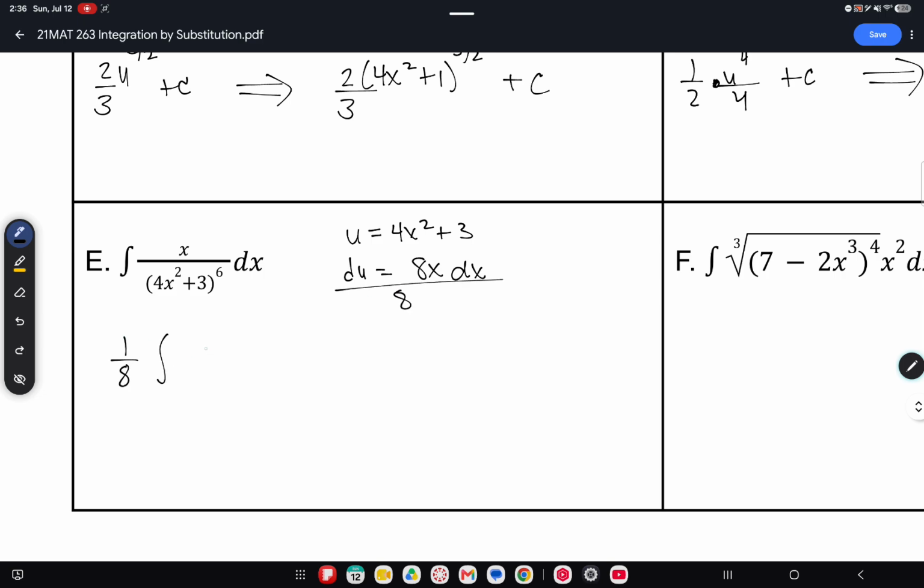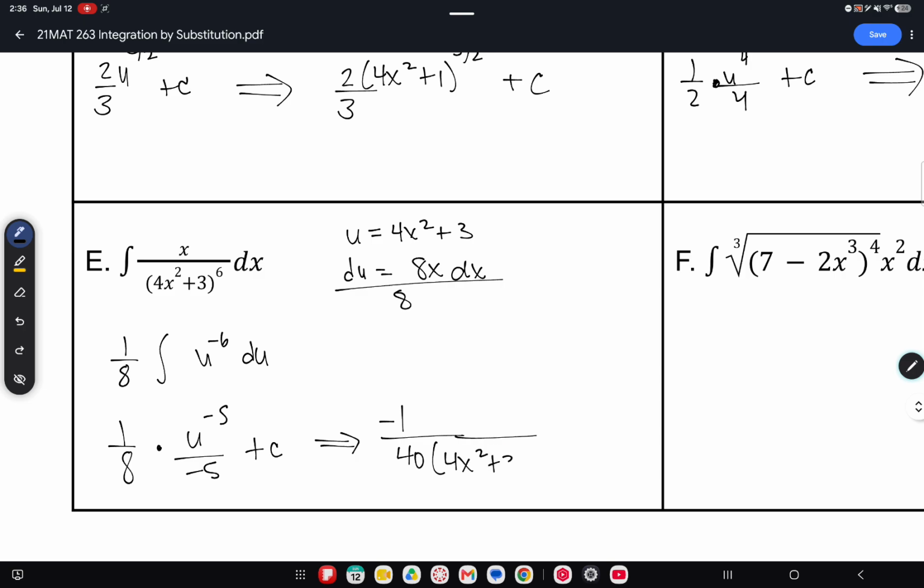So 1/8, and then the integral. And I'm going to do u to the -6 du. So I've got 1/8 times, add 1 to the power, divide by the new power, and then plus c. And then put back in the original variables. So I'm going to make that a -40. And then, we can go ahead and make all of this in positive exponents. So 4x squared plus 3 to the 5th in that denominator.